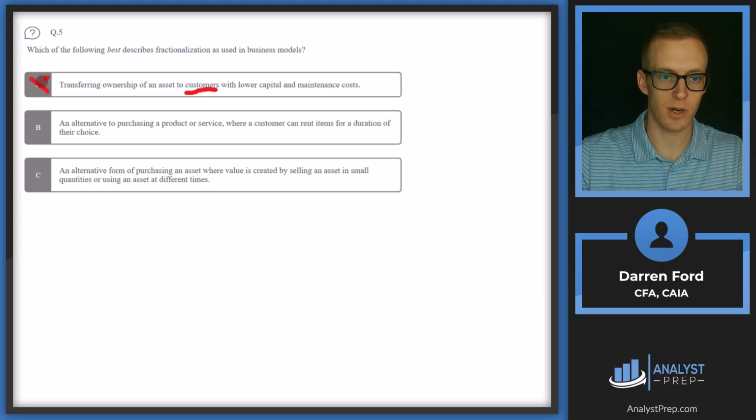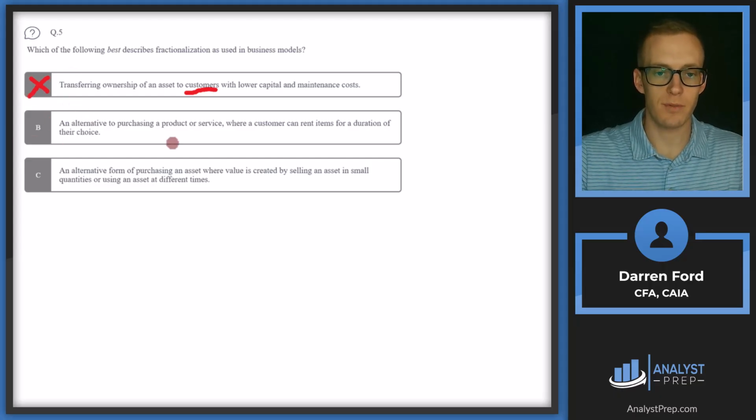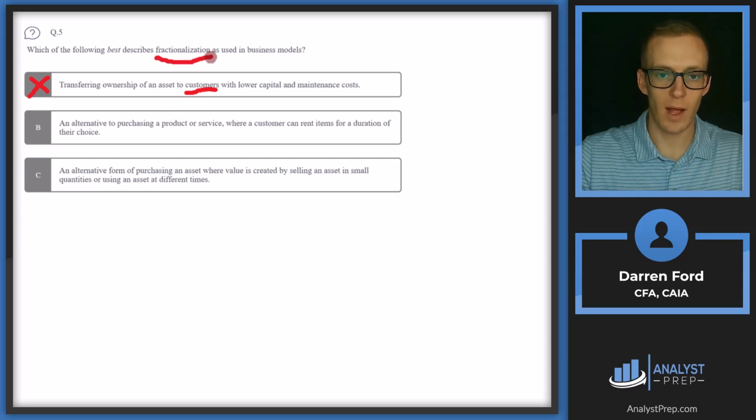So this does not describe fractionalization, that's leasing, so we can rule that out. B, an alternative to purchasing a product or service where a customer can rent items for a duration of their choice. So in fractionalization, we will retain actual ownership. So in B, we're renting items. So for that reason, we can go ahead and rule that out.